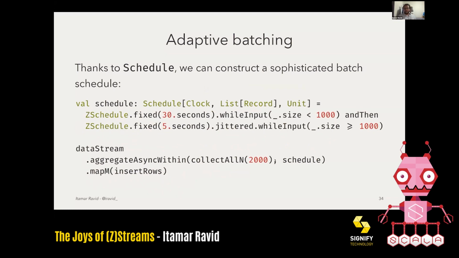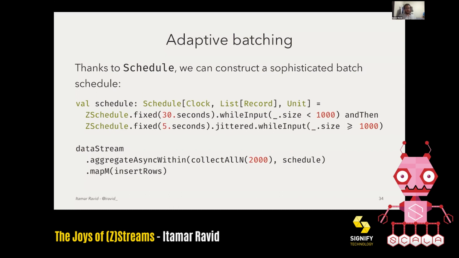So now, once we have this schedule, we can pass it over into aggregate async within, and now we have a much smarter adaptive batching algorithm, which will adjust the amount of timeouts it will be introducing as a function of the rate of the stream. This is pretty cool, and the possibilities are almost infinite using zschedule and ztransducer. It is a very sophisticated mechanism that is baked into ZStream, all available for your use. So that's adaptive batching.